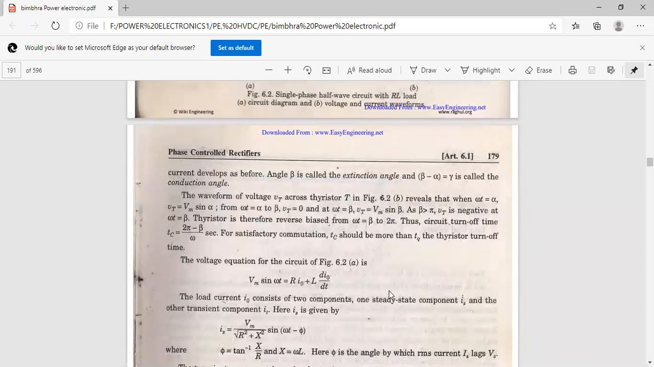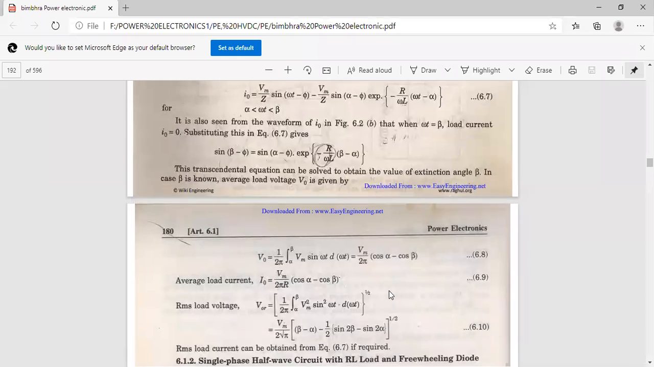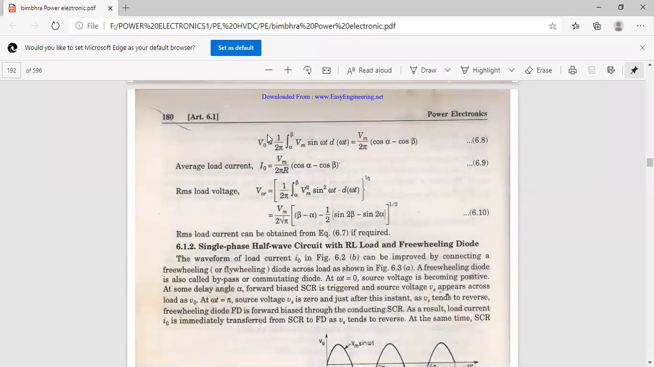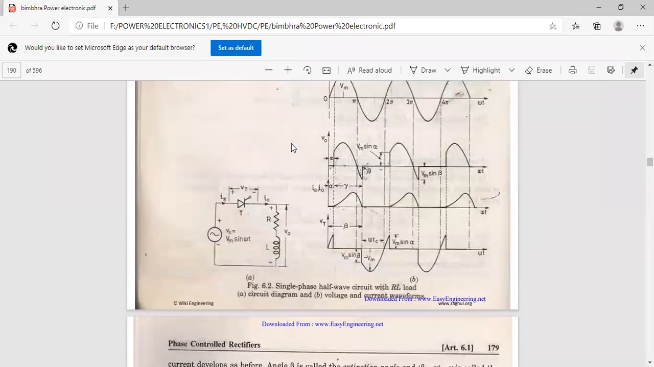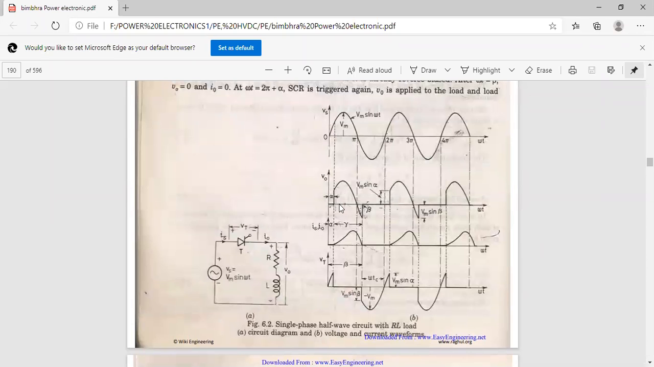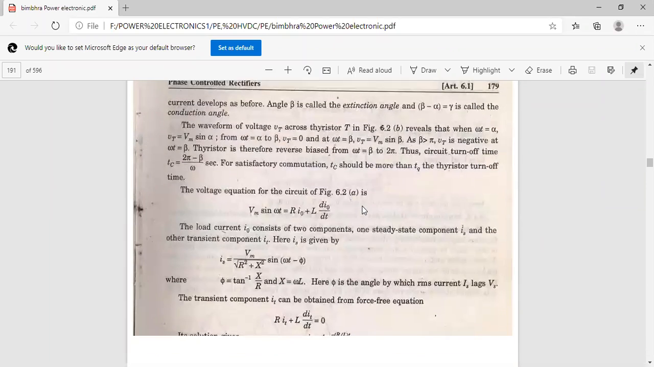Now for RL load, what is the output voltage formula? See here, V0 is equal to 1 by 2 pi, alpha to beta. For R load, we have taken alpha to pi. For RL load, we will take alpha to beta. Limits are alpha to beta. See here, output voltage. From the waveform, we get the limits, from alpha to beta. In a resistive load, alpha to pi only. But in RL load, alpha to beta.